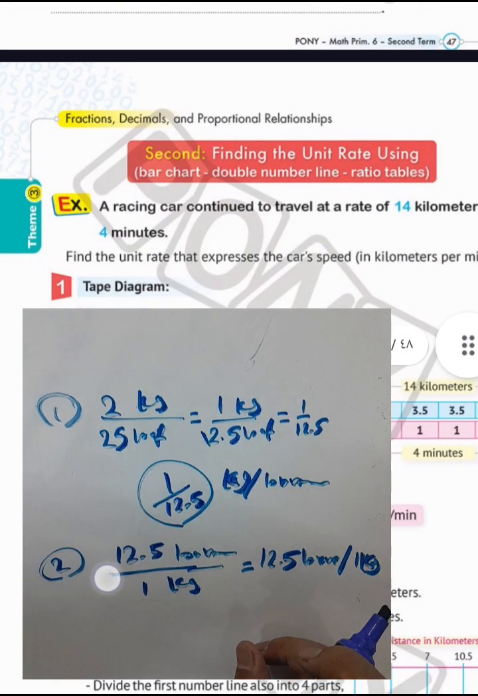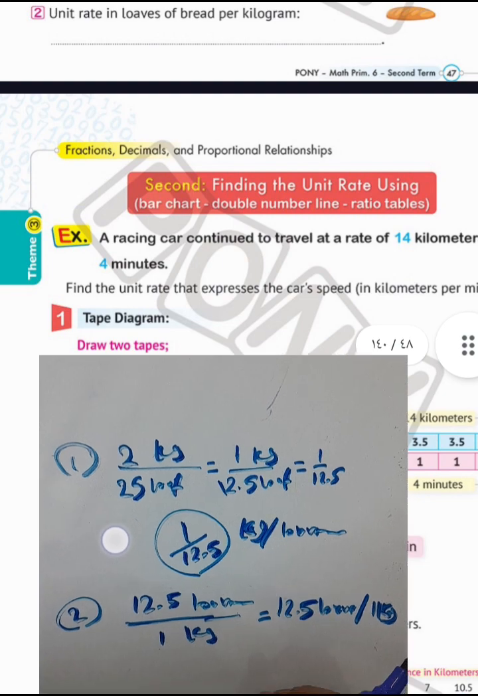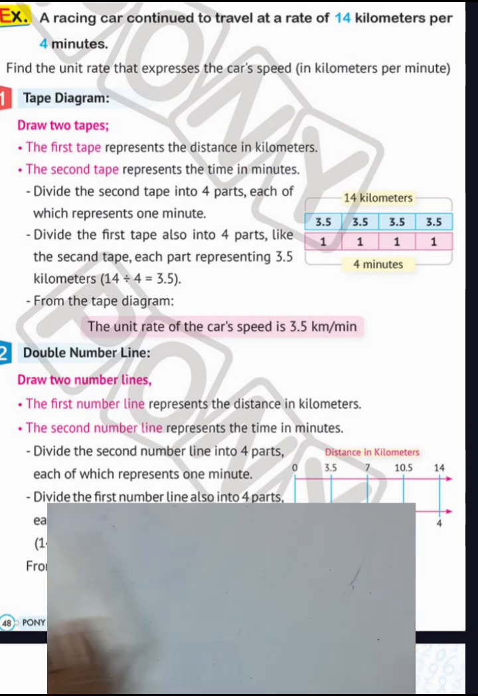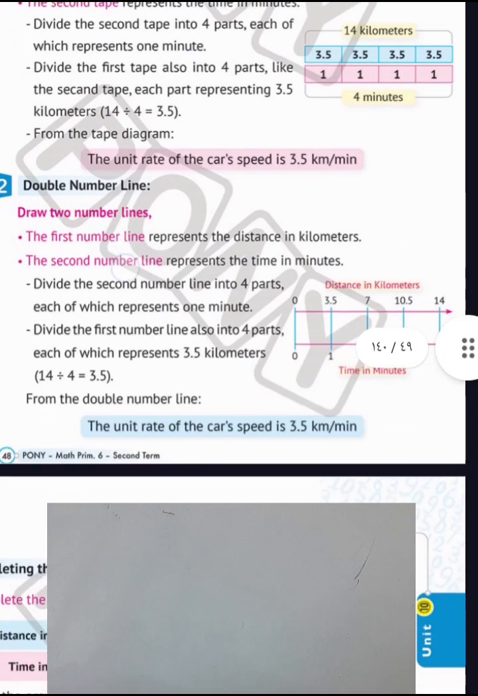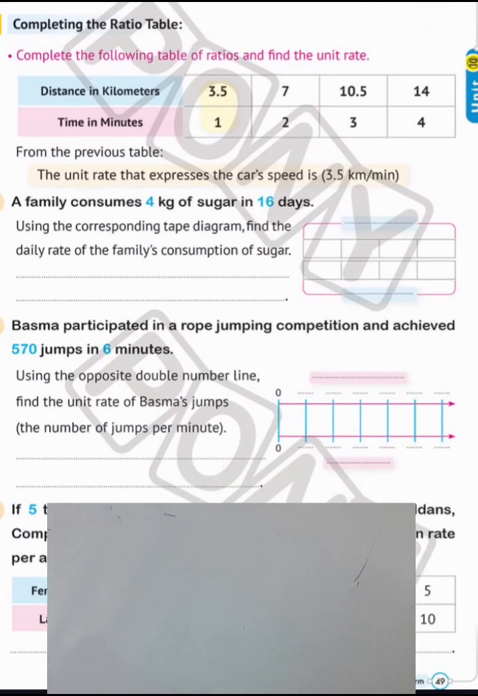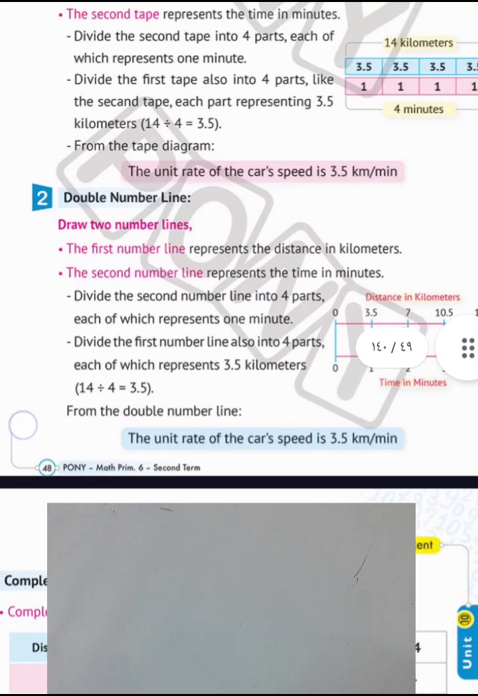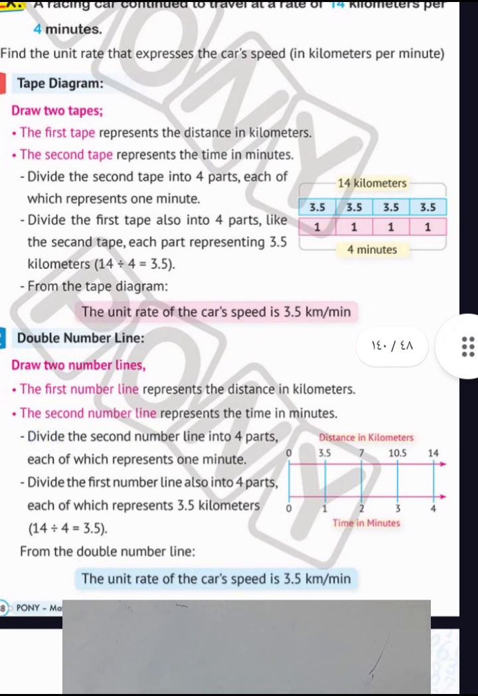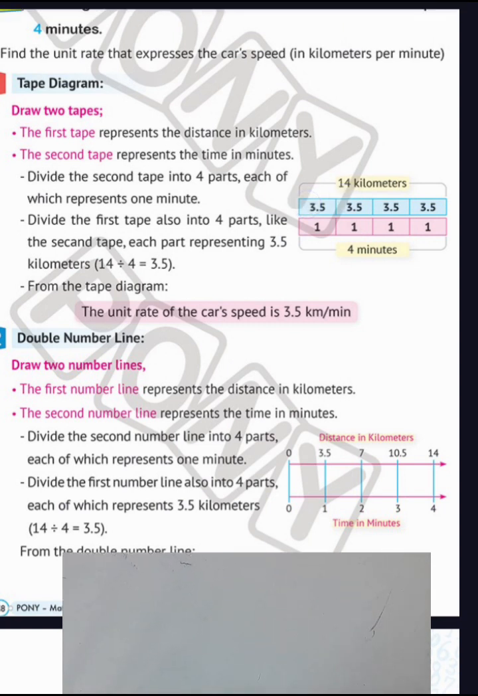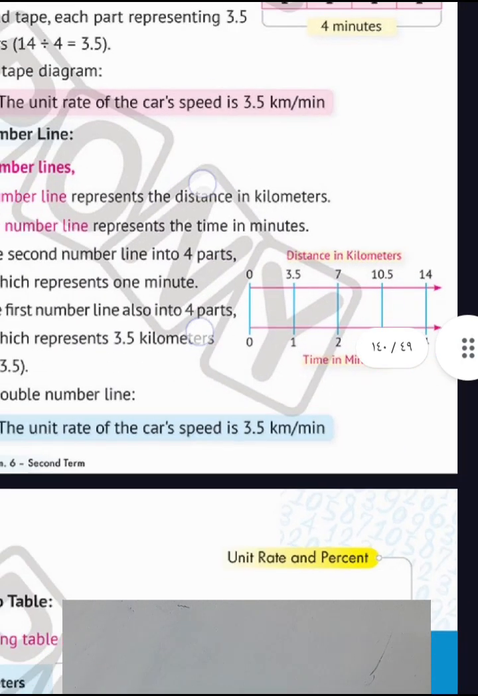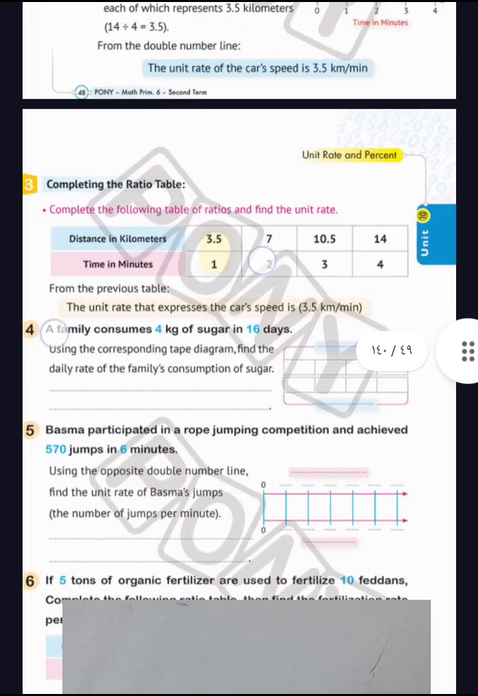Now find the unit rate using a bar chart, a double number line. We have the number line. Understood the number line or not? Beginning with 0, we can complete the result here. He gave us this example and solved it. Look here, 3.5, then 3.5 plus 3.5 is 7, and so on, and here 1, 2, 3, 4, and so on. I will solve this example with you.